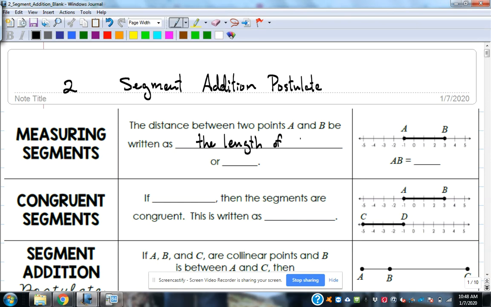And if we're dealing with a segment, it's going to be just a straight bar over the top. If we're talking about that length and not the object, we take the bar off. We're talking about a length, not the actual object. We take the bar off of it and just use AB. AB with no bar over the top of it represents the length of that segment. AB with the bar over the top of it talks about the actual object. So that's a big difference when we start doing proofs later on.